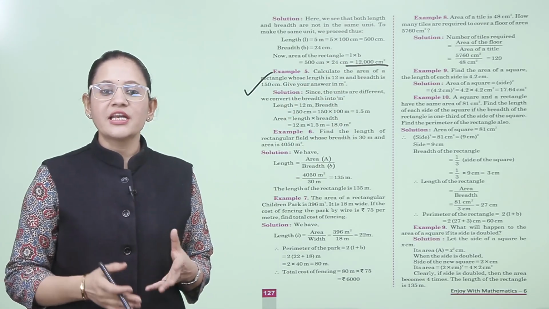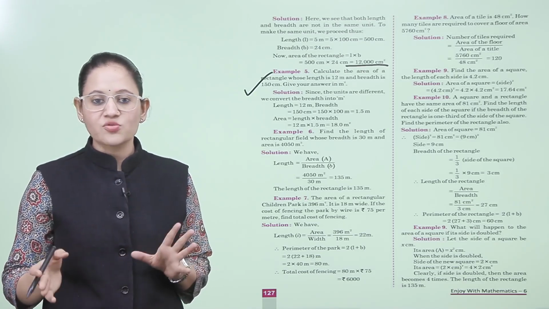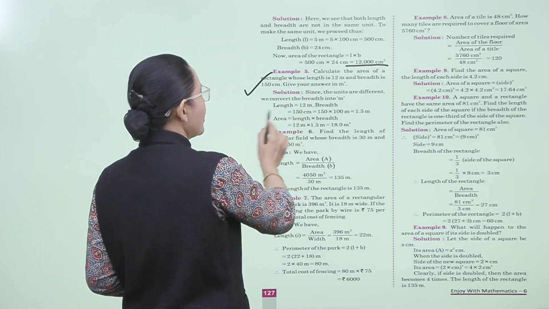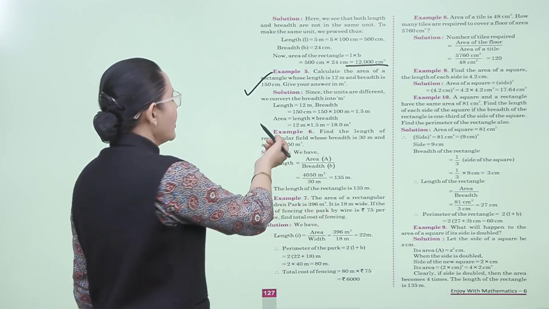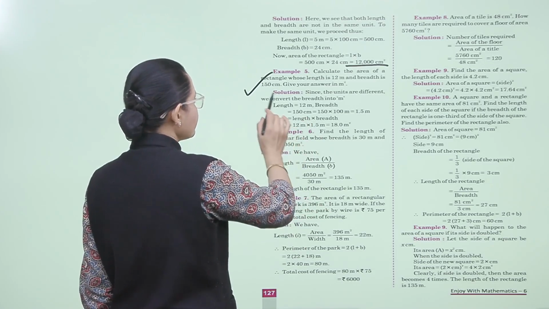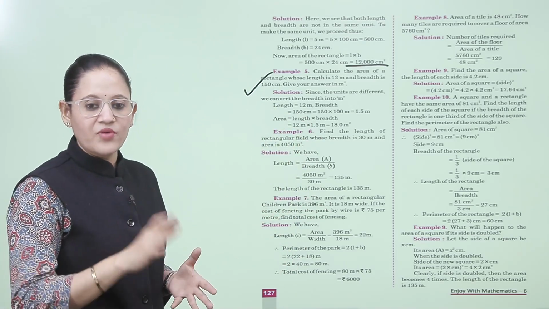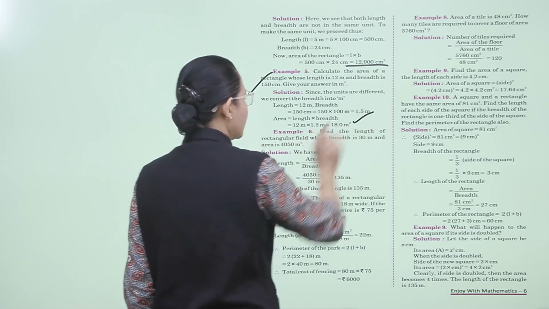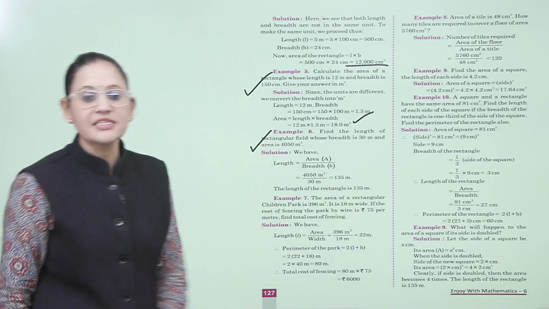Next example, calculate the area of the rectangle whose length is 12 meter, breadth is 150 centimeter. Give your answer in meter square. So, we have to convert into the same unit. Length is 12 meter, we have to give our answer in meter, and breadth is 150 centimeters. So, we will convert into meter, divide by 100, 1.5 meter. So, area equals 12 into 1.5, that is 18 meter square. Clear?